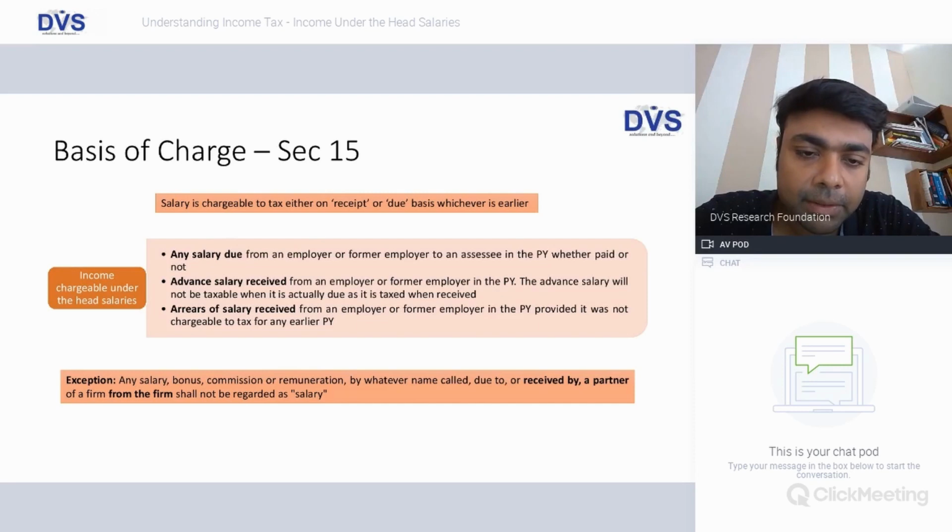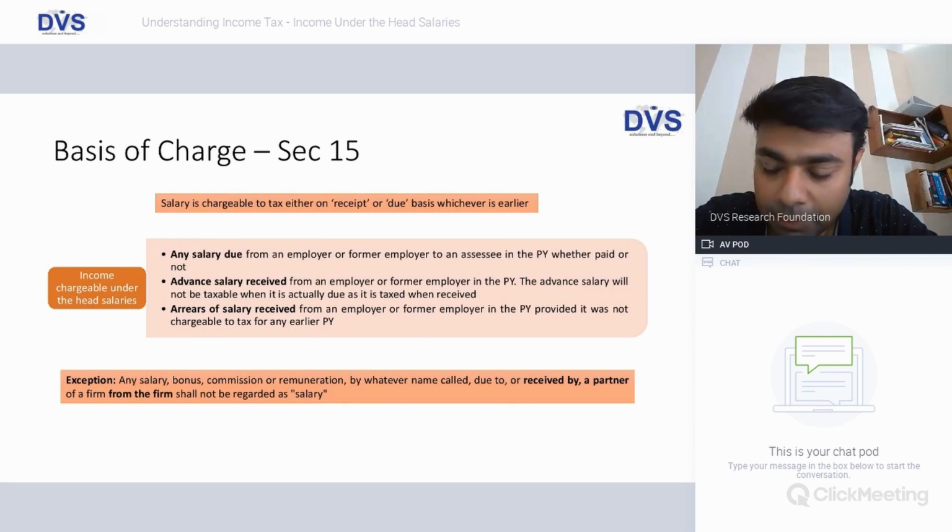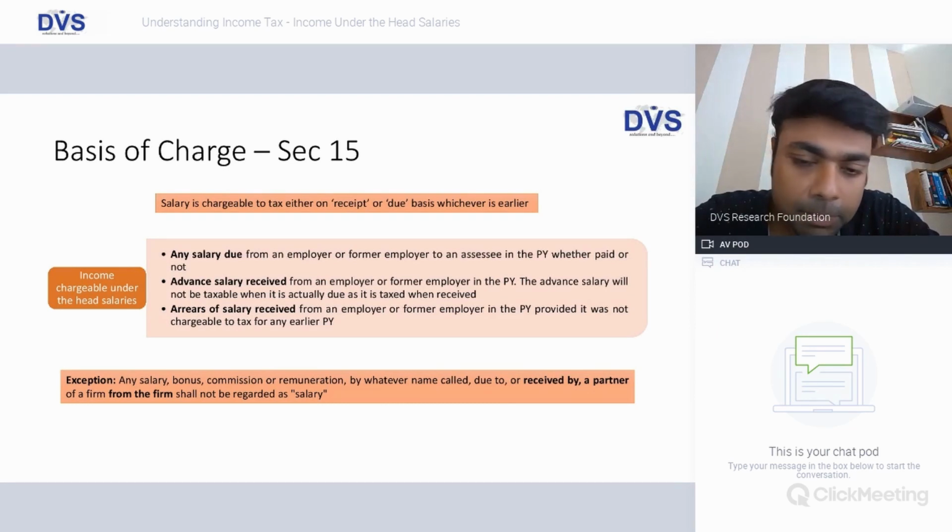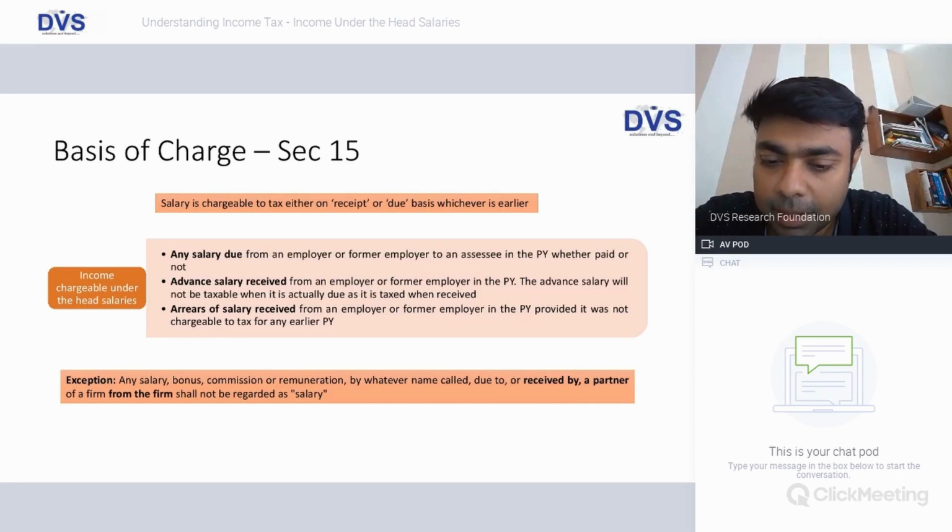Technically, salary is taxed on the basis of either receipt or due, whichever is earlier. So let's say for the month of March, your salary is due by 31st of March and it is paid in the first week of April. You will still have to pay tax for the March salary in the earlier financial year on a due basis. So we go by receipt or accrual, whichever is earlier.